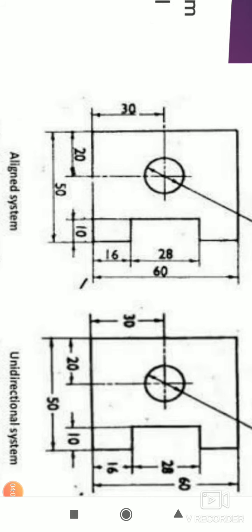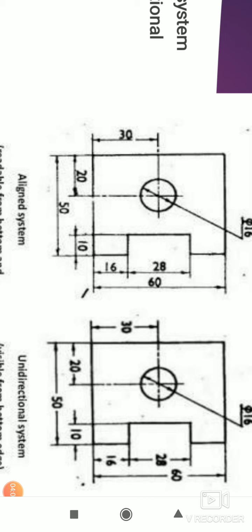Coming to the unidirectional system, the second system. In the unidirectional system, the dimension lines are broken near the middle of the dimension line for inserting the dimensions. So we break those dimension lines at the middle to insert the dimensions in such a way that they can be read from the bottom of the drawing sheet.